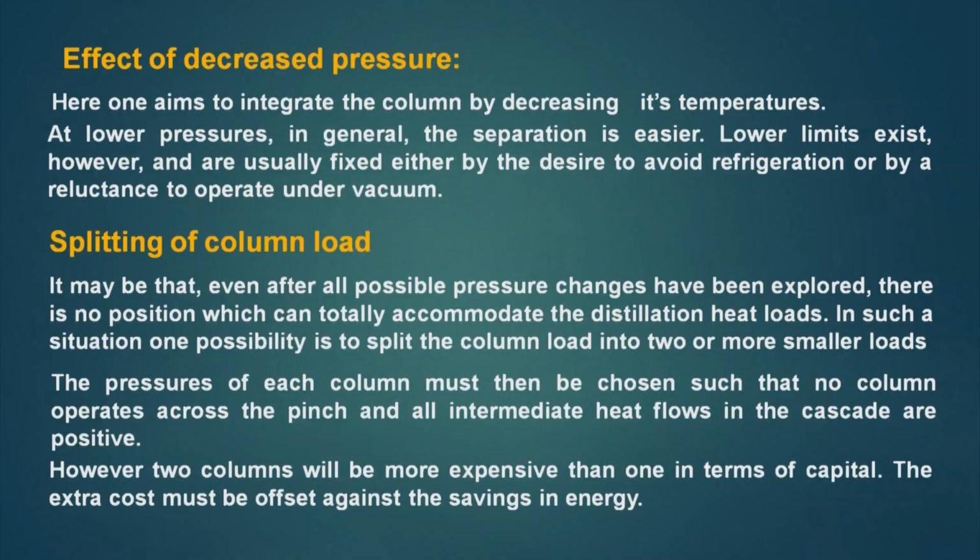Lower limits exist, however, and are usually fixed either by the desire to avoid refrigeration or by a reluctance to operate under vacuum. If I operate under vacuum, the velocities increase, the column diameter will increase, the pipe diameters will increase, and maybe in the condenser I have to use refrigeration. So, these are the different problems which we will face when we decrease the pressure. So, the pressure can be manipulated, but only to some extent.